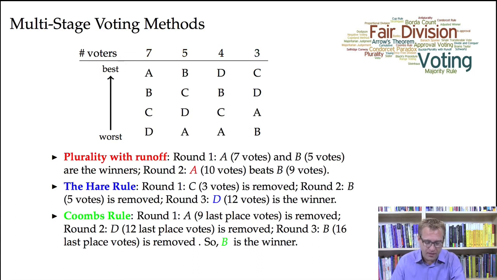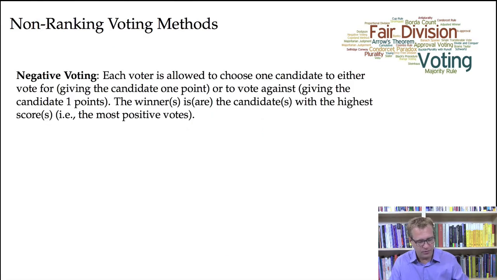So in this one example, we see that with plurality with runoff, the Hare rule, and the Coombs rule, they each give you different winners. So plurality with runoff selects candidate A, the Hare system selects candidate D, and the Coombs rule selects candidate B. So finally, I want to look at 2 methods that can be classified as non-ranking voting methods.